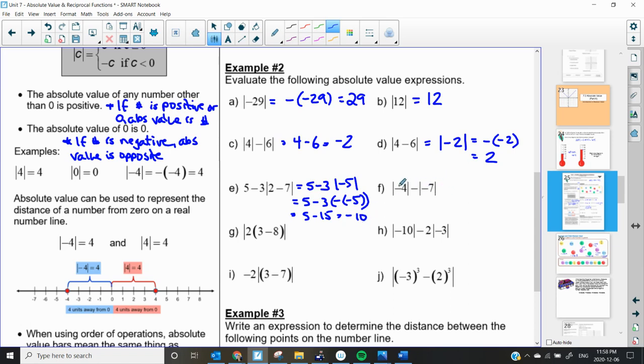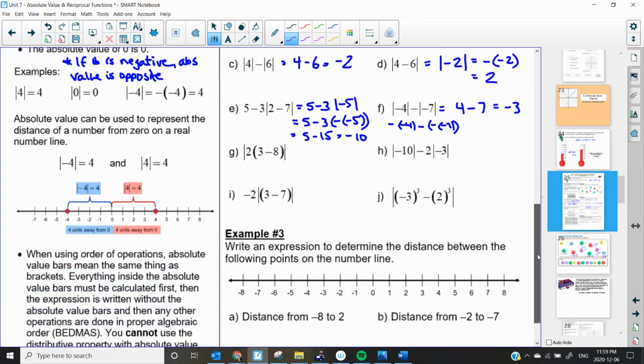Next, the absolute value of negative 4, minus the absolute value of negative 7. Well, I'm going to simplify these a little bit now. The absolute value of negative 4 is 4, minus the absolute value of negative 7, which is positive 7. If you wanted to write out the full steps here, that's like a negative 4 minus a negative 7, which becomes a positive 4 minus 7, which is negative 3.